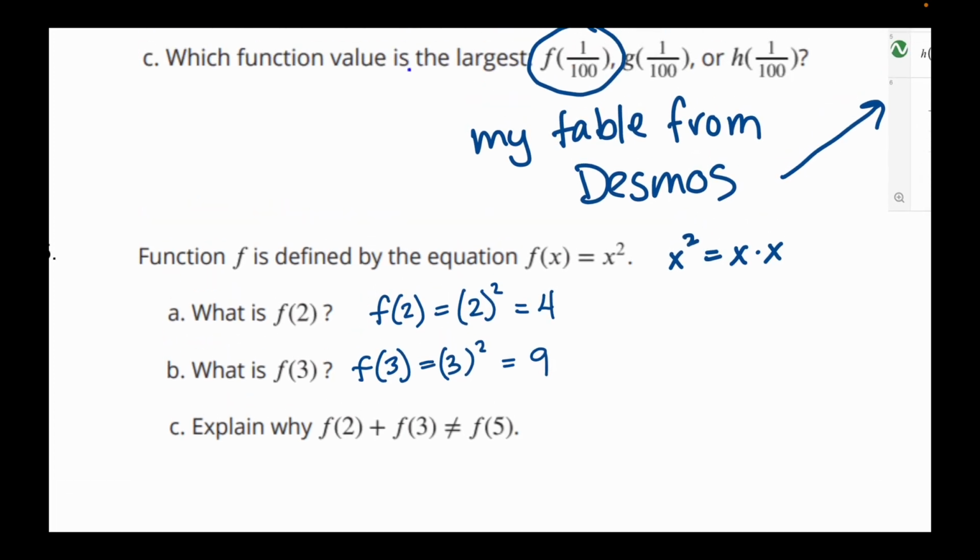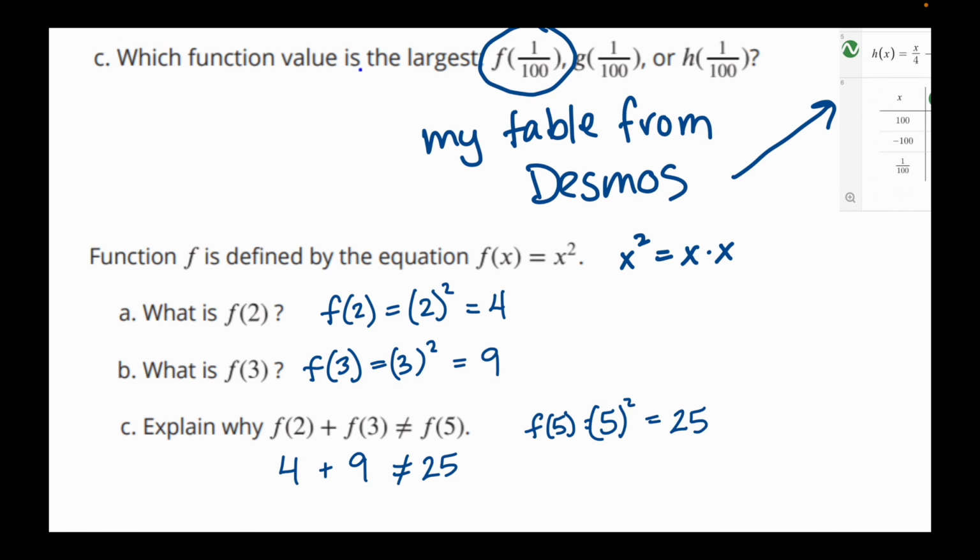Explain why f of 2 plus f of 3 is not equal to f of 5. Well, because 4 plus 9, and let's actually look at what f of 5 would be. This is going to be 5 squared, and 5 times 5 is 25. So this is not equal to 25. I'm going to use that as my explanation. 4 plus 9 is not equal to 25. 4 plus 9 is actually 13.